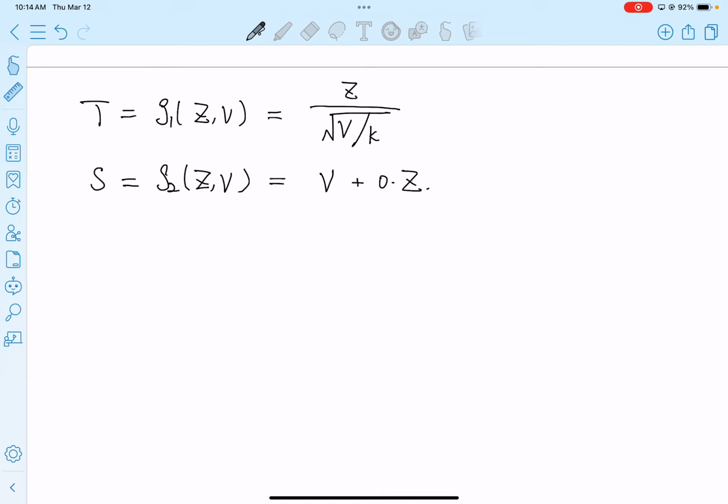So this is a function that, again, takes two variables as input, but you can add a 0. So that is still a function of two variables. So these are G1 and G2.